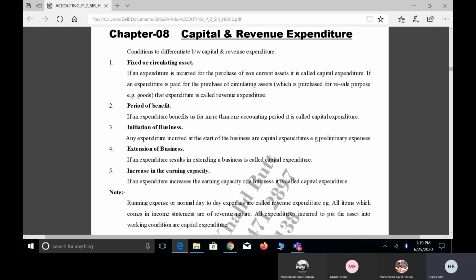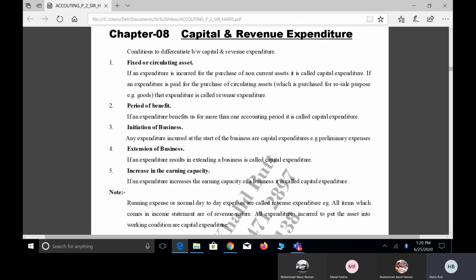So capital and revenue expenditure, there are conditions which differentiate how an expenditure is of capital nature or of revenue nature. Number one condition is fixed or circulating asset. If an expenditure is incurred on the purchase of a non-current asset, it is a capital expenditure. For example, building purchase, machinery purchase. If a non-current asset is purchased, we will treat it as a capital expenditure.